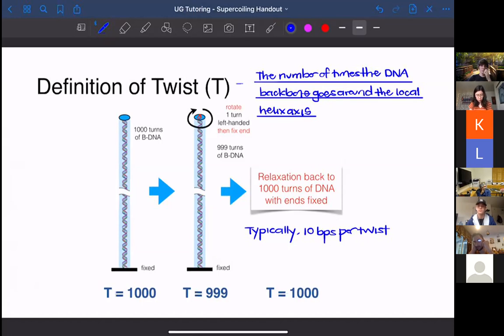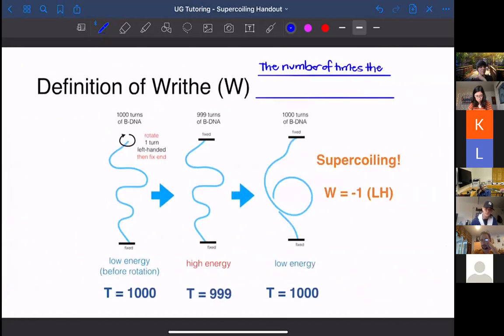So whatever the base pairs are, it's one twist per 10 base pairs. And that's how you convert base pairs to twist. Writhe is another conformation of DNA, and that is the number of times the helix axis crosses itself.